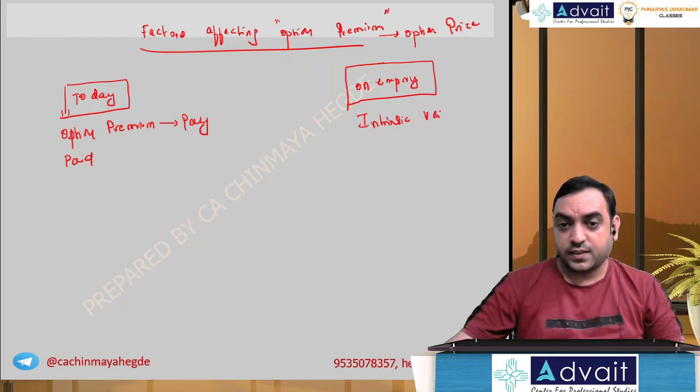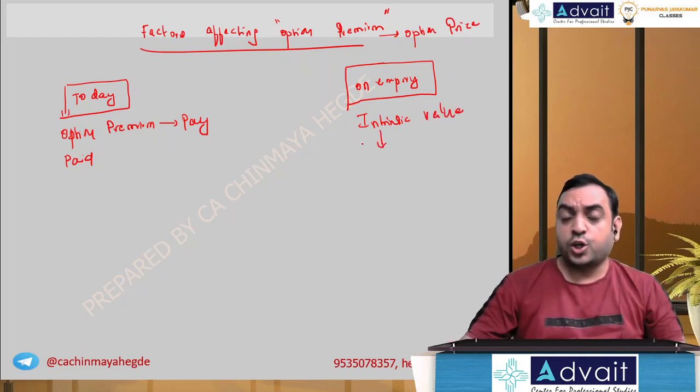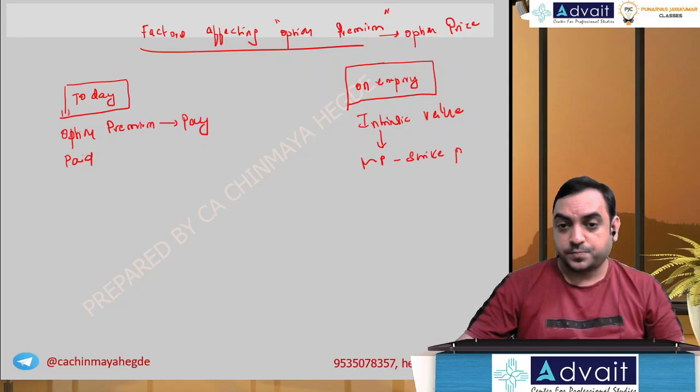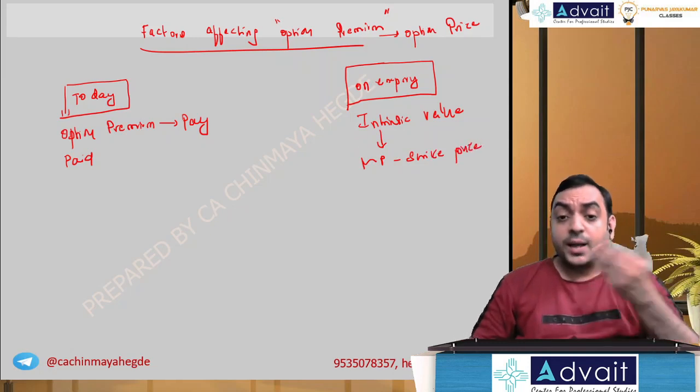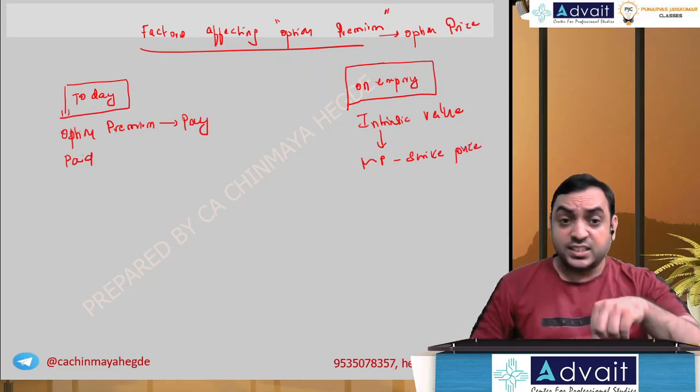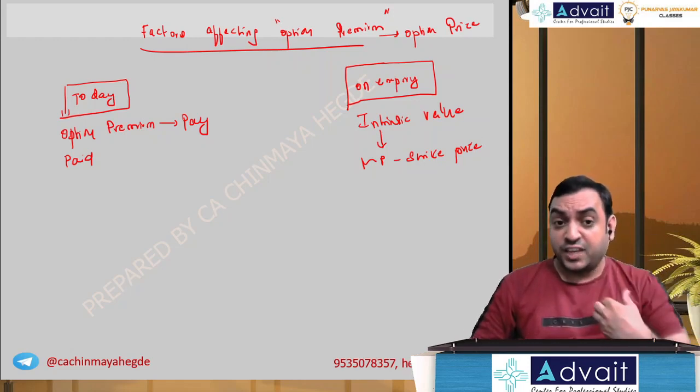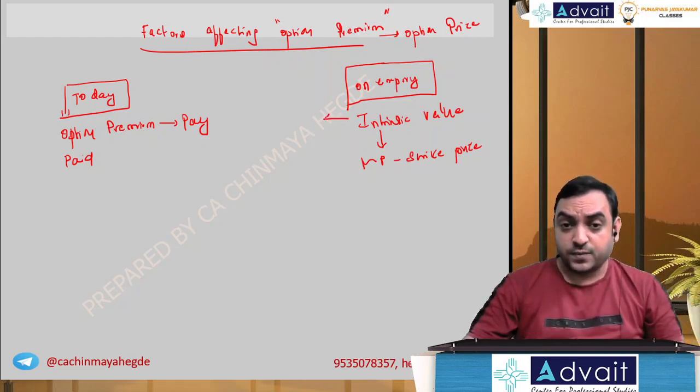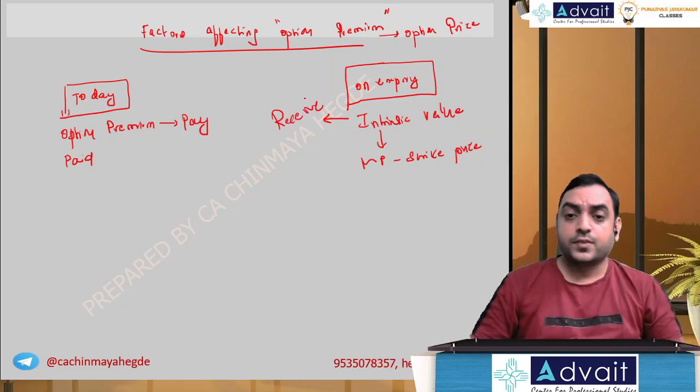That is called intrinsic value. And what is intrinsic value? Let's say I'm talking about a call option, that is market price minus strike price. Market price minus strike price is the intrinsic value I get. That's a benefit I get, right? This is what you receive from a holder's point of view. The opposite will be for a writer.